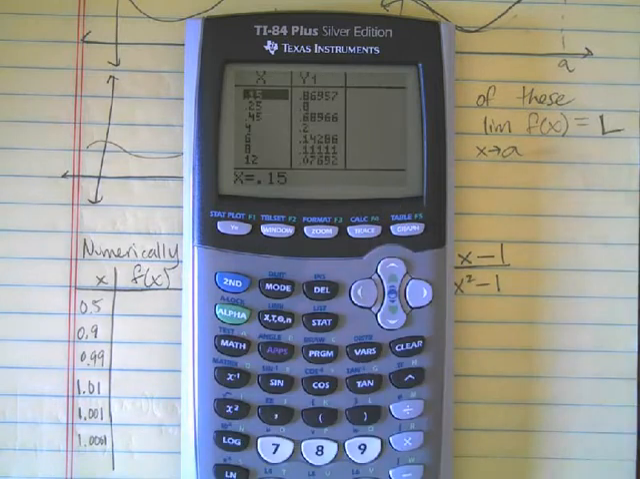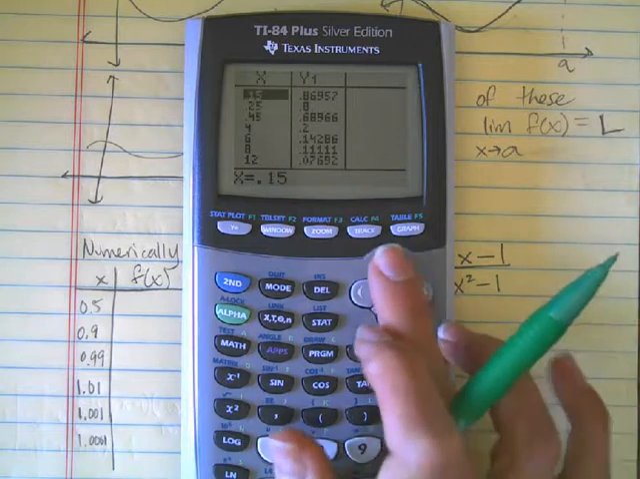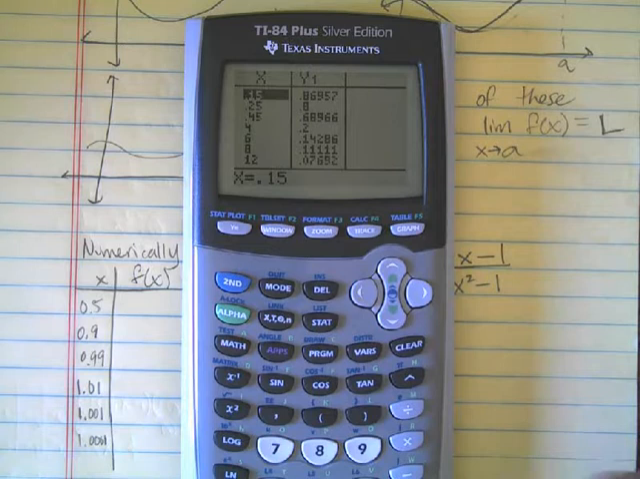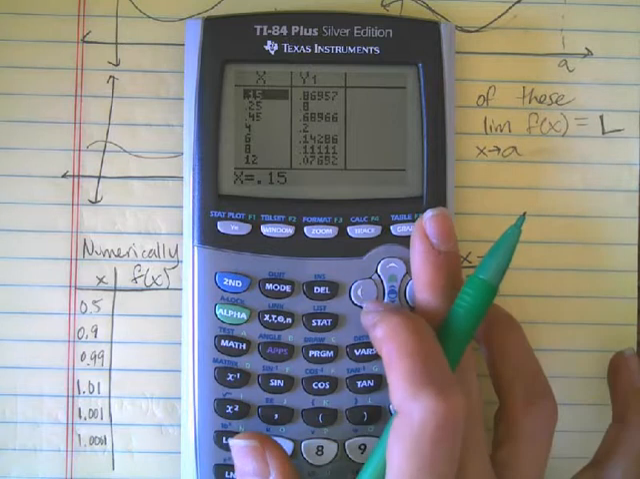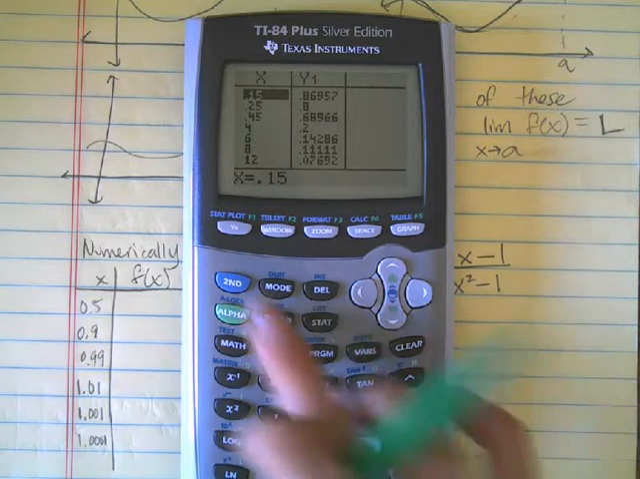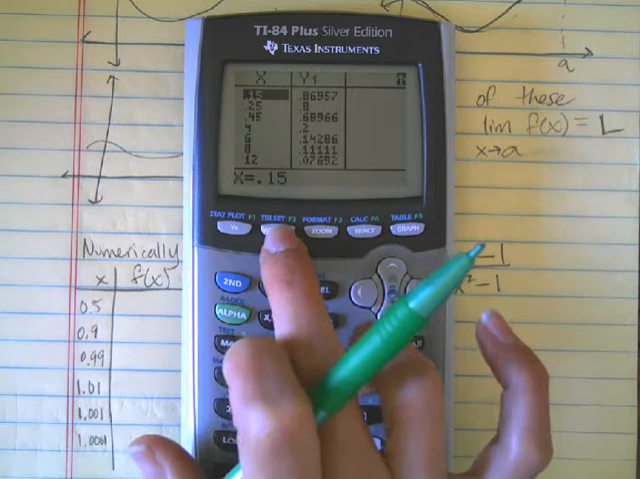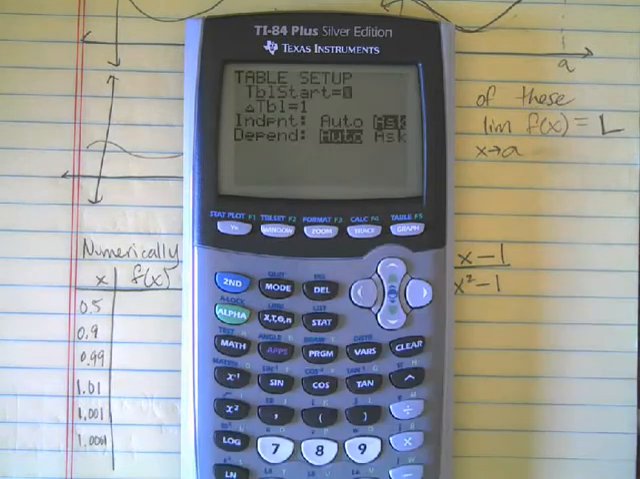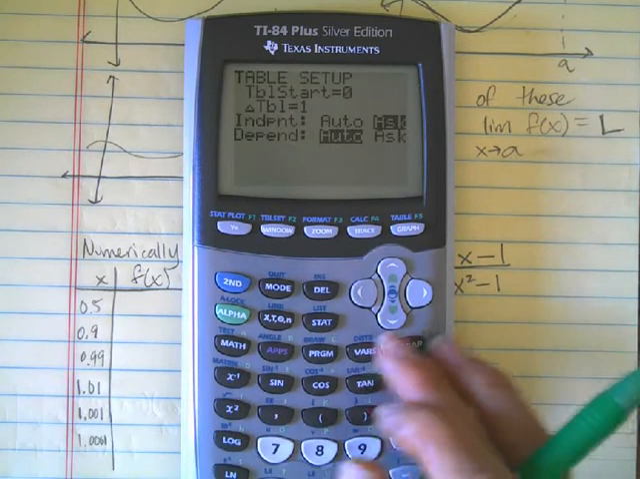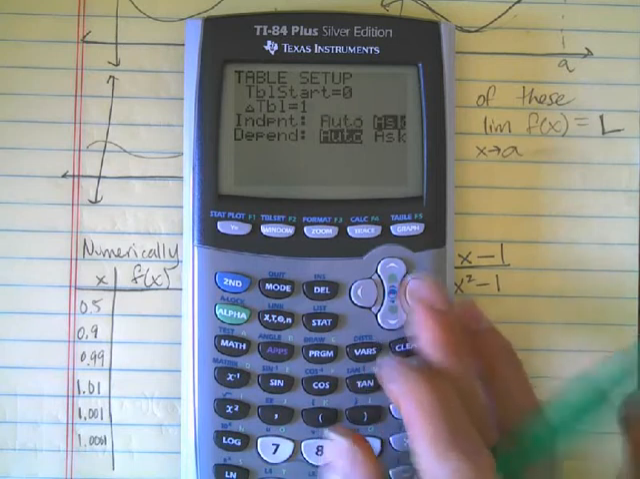These are some values. However, these are not the values that we want. If you want to enter values manually, you go to second window, and right above window it says TBL set, which is table set. If you go there, it'll say independent. If yours is on auto, change it to ask.